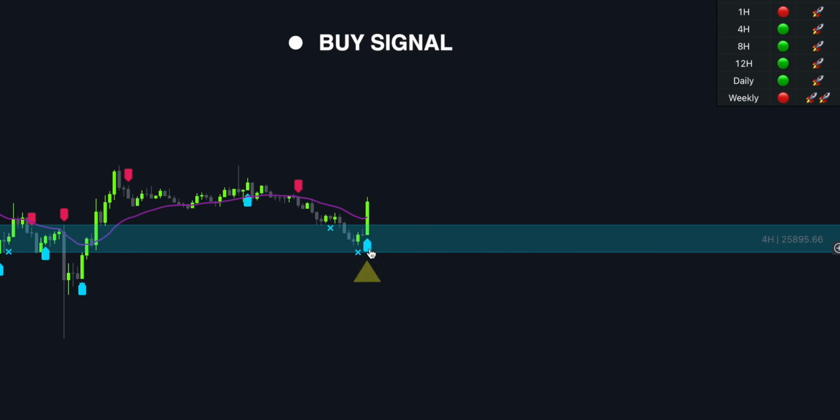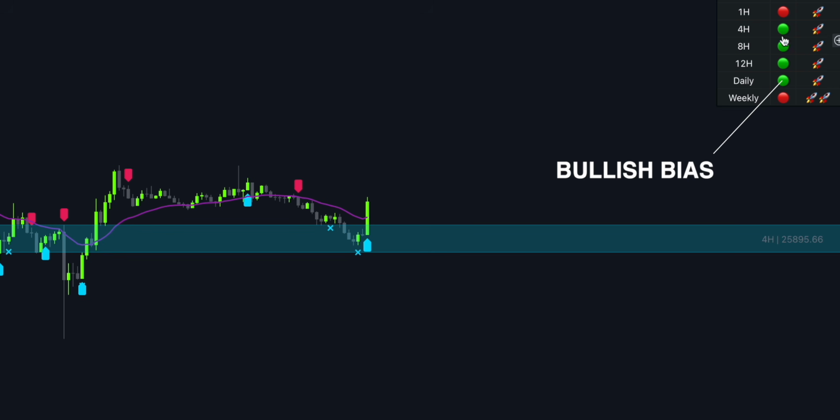If you've been paying attention, you already know that for a buy signal to be confirmed, the price must be above the EMA. The final confirmation of a long entry is a positive trend in most time frames. This is where the trend dashboard becomes very useful.